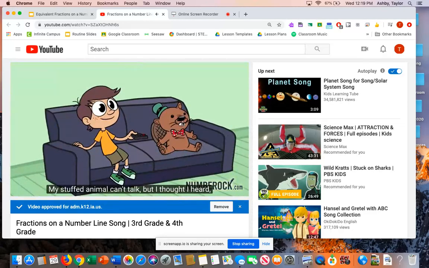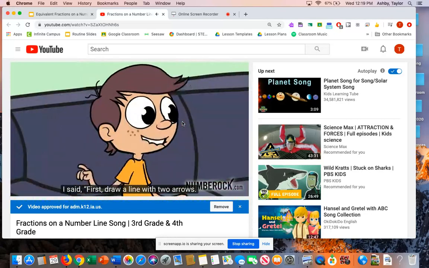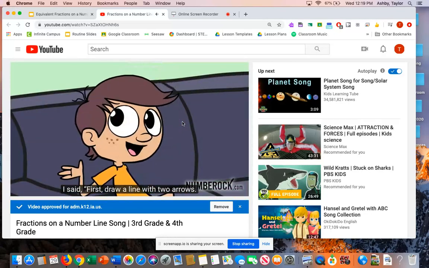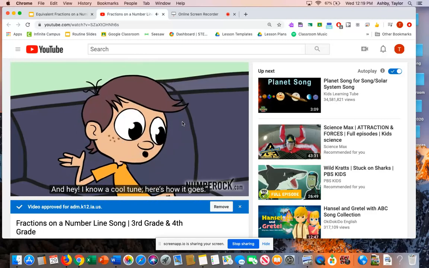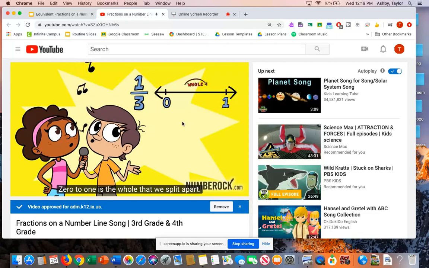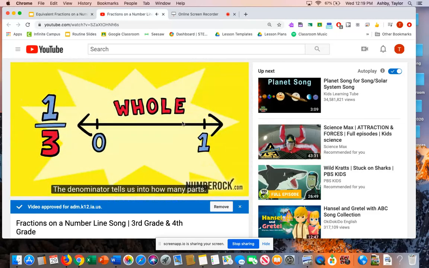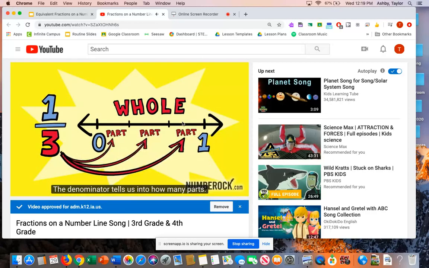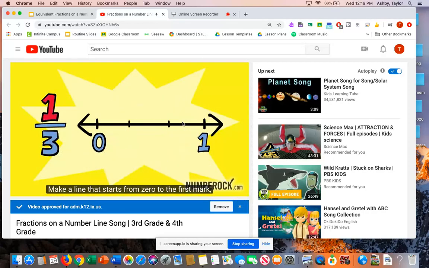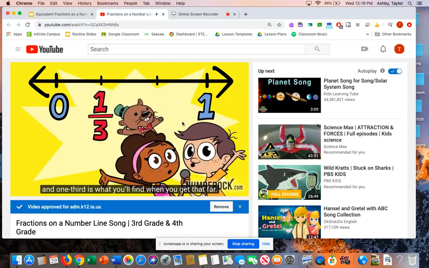My stuffed animal can't talk, but I thought I heard, hey Ben, on the number line, where's 1/3? I said first draw a line with 2 arrows. And hey, I know a cool tune. Here's how it goes. 0 to 1 is the whole that we split apart. The denominator tells us into how many parts. Make a line that starts from 0 to the first mark. And 1/3 is what you'll find when you get that far.